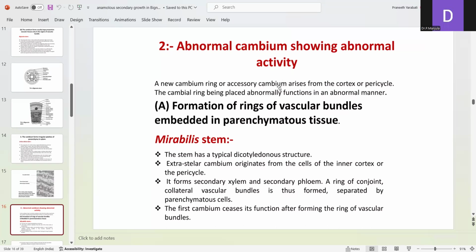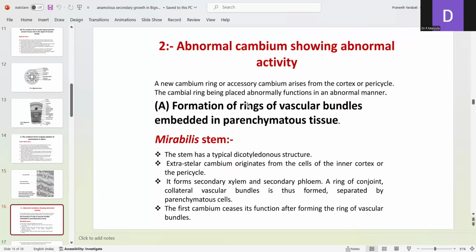Accessory cambium means nothing but the cambium which is developed other than in the vascular tissue region, that is from the cortex region or pericycle. So it is called the accessory cambium. This cambial ring, being placed abnormally, functions in an abnormal manner. This cambium, that is the accessory cambium, is developed from the cortex region or pericycle, and it also behaves abnormally. It is not behaving normally, producing the secondary xylem and secondary phloem.